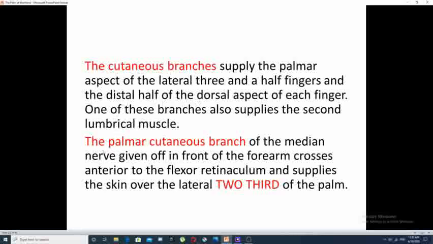It has a palmar cutaneous branch which is given off in the front of the forearm and goes anterior to the flexor retinaculum, and supplies the skin over the lateral two-thirds of the palm of the hand.